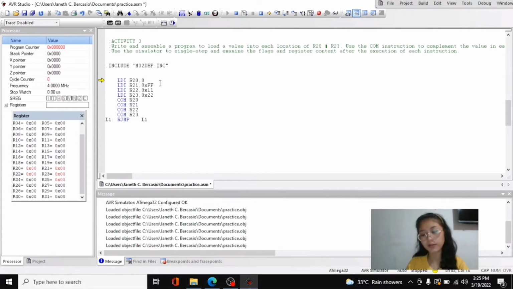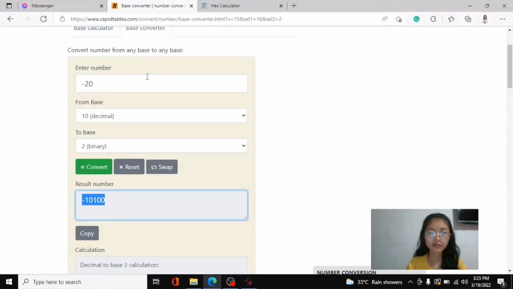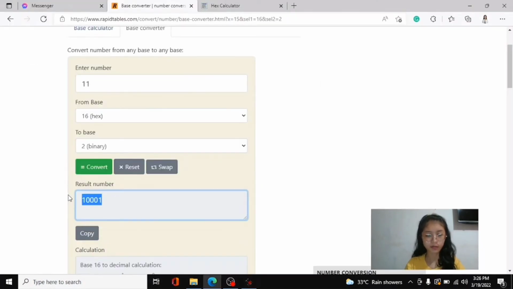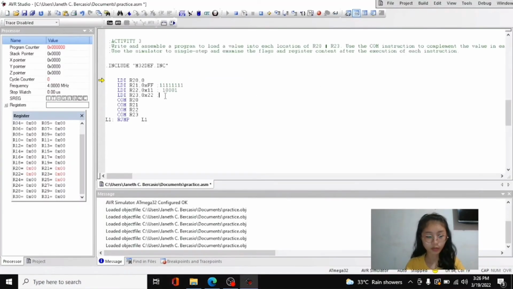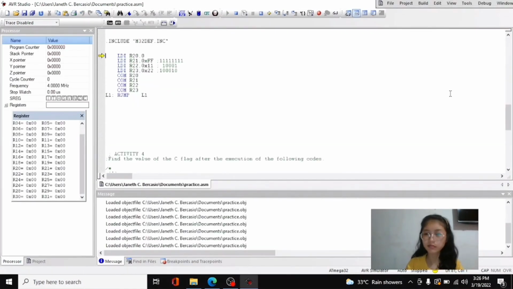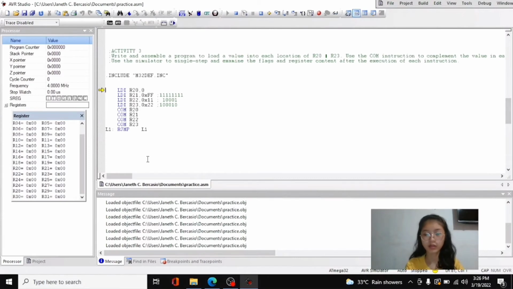So 0, let us leave that as 0. So for the hex FF, for hex 11, for 22. Okay, now let us simulate it and then examine the flags. I will be pressing F11. Let us load 0 to R20, and then load FF to R21. Load hex 11 to R22, and then let us load hex 22 to R23.